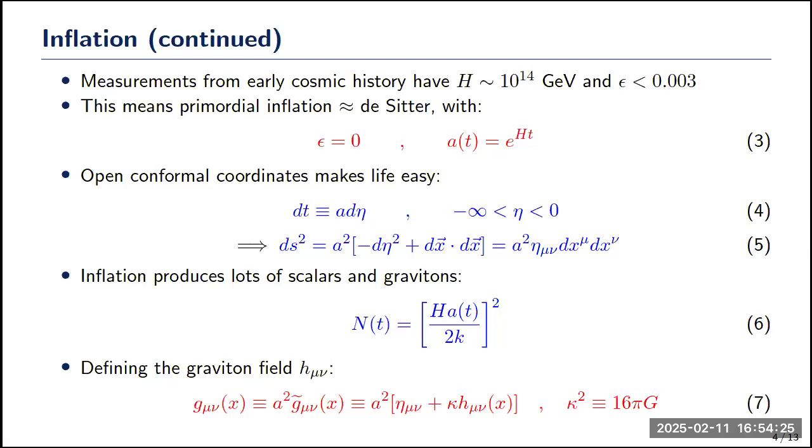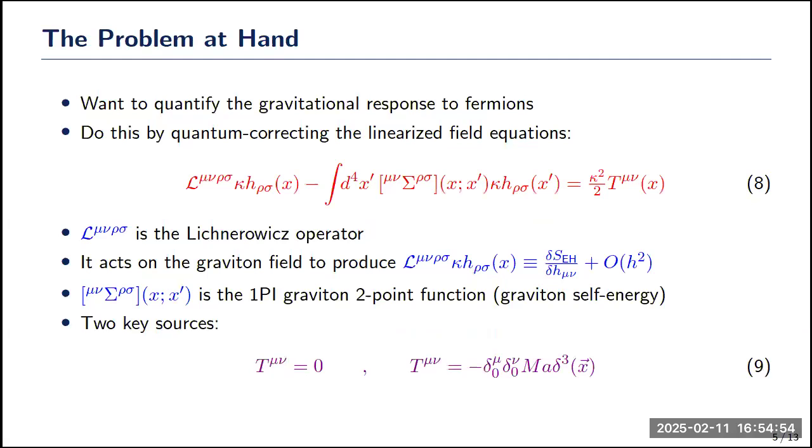Okay? Speaking of gravitons, I want to tell you about how we define the graviton field in this geometry. The way we do that is by subtracting off the background from our conformally rescaled metric. So that's defined here as g mu nu of x goes to a squared g tilde mu nu of x, which includes both our background and our graviton field h mu nu. And our loop counting parameter, kappa squared, goes like 16 pi G, and every time we get a loop, we get one. Okay, with that out of the way, I can tell you about what we actually found.